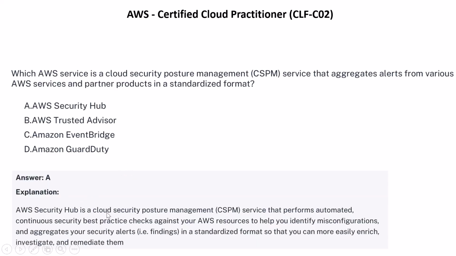AWS Security Hub is a cloud security posture management service that performs automated continuous security best practice checks against your AWS resources to help you identify misconfigurations and aggregates your security alerts, that is findings, in a standardized format so that you can more easily enrich, investigate and remediate them.